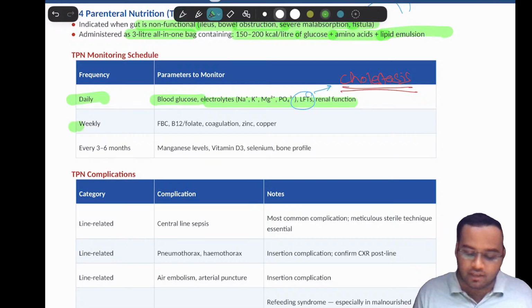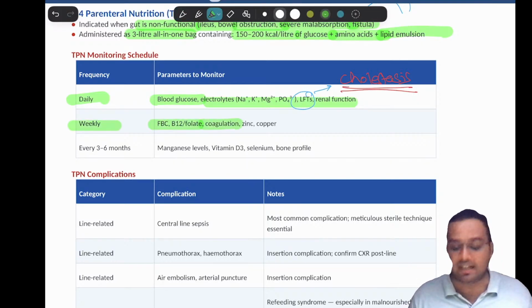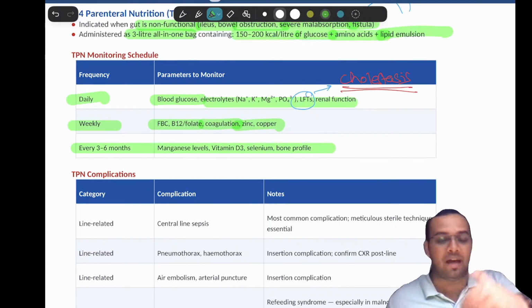What you are going to monitor weekly are the B12 levels, coagulation factors, zinc and copper. And every 3 to 6 months, there are patients who might require parenteral nutrition for life.